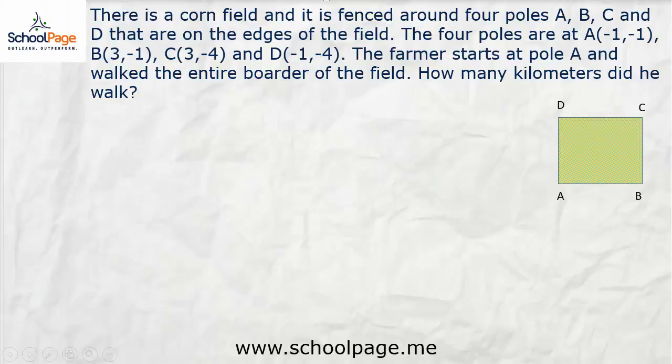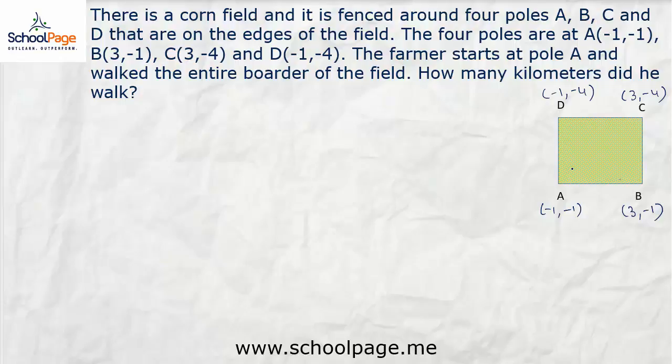Let us take a real life example where there is a cornfield and it is fenced around the 4 poles A, B, C, D that are on the edges of the field. The 4 poles are at A -1, -1, B 3, -1, C 3, -4, and D -1, -4. The farmer starts at the pole A and walks the entire border of the field. We have to find how many kilometers he walked. Since we have to find the number of kilometers he walked, we have to find the perimeter of the field.